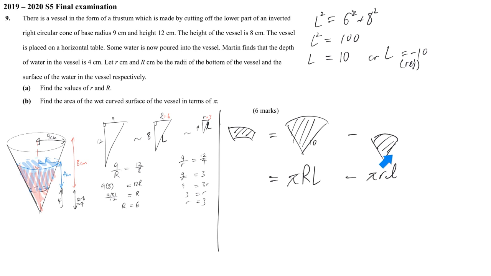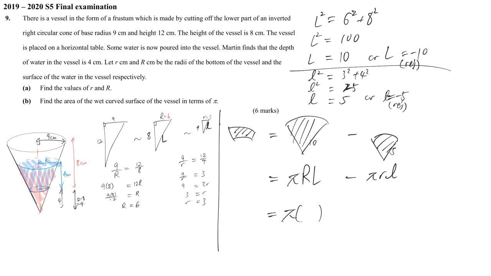And for the smaller triangle, we just simply do the same. Small l squared is equal to 3 squared plus 4 squared, which is equal to 25. So that's why small l is equal to 5, or small l is equal to negative 5, rejected. So the total surface area is pi times capital R, which is 6, times L, which is 10, and then minus pi times r, which is 3, times l, which is 5. Which is 45 pi cm squared.